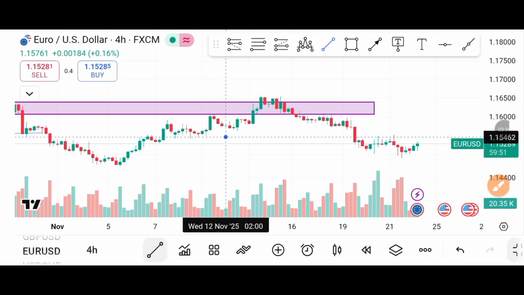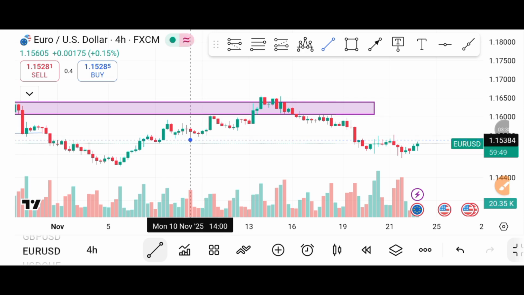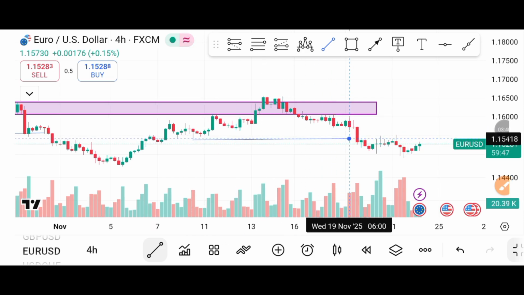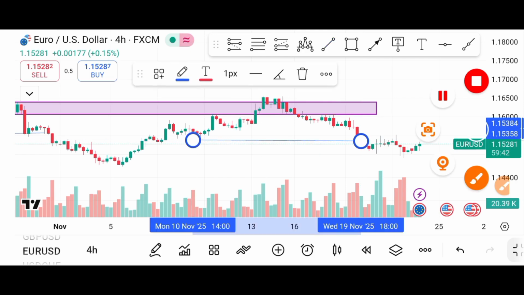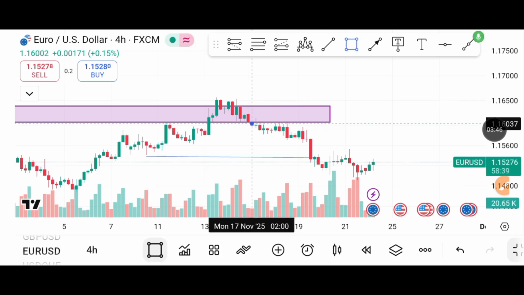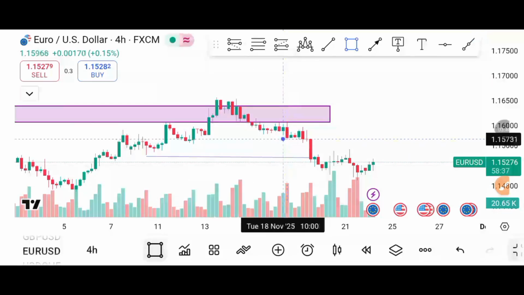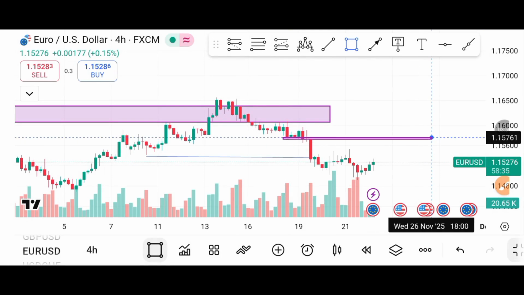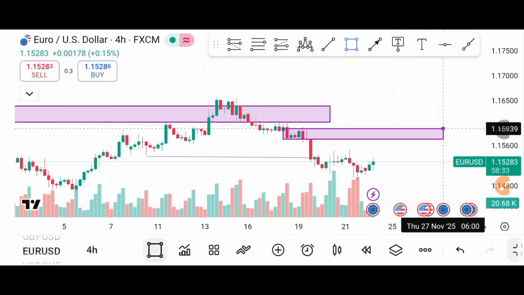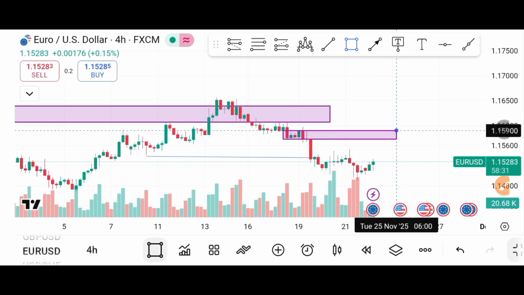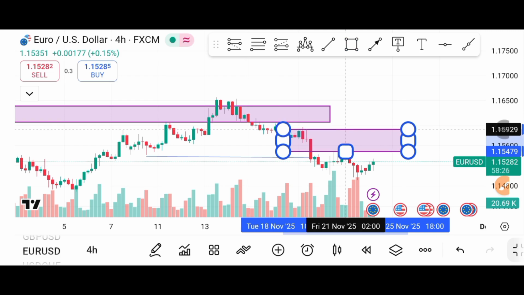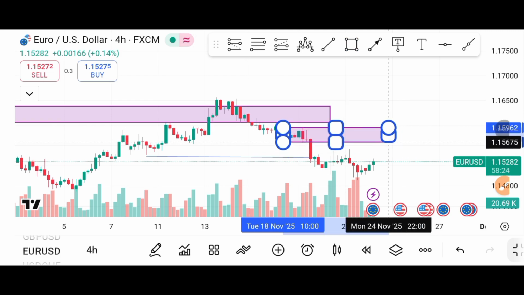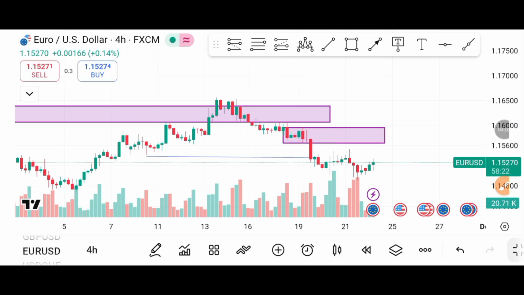So we have this breaker structure to the downside here, and what next? We have an order block here. So we're marking out the order block. Okay, tiny but very, very relevant. So I see price retracing back to this order block. Okay, so this should be the next expectation.